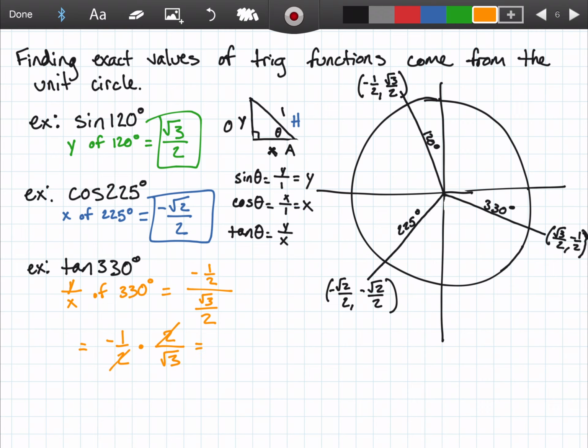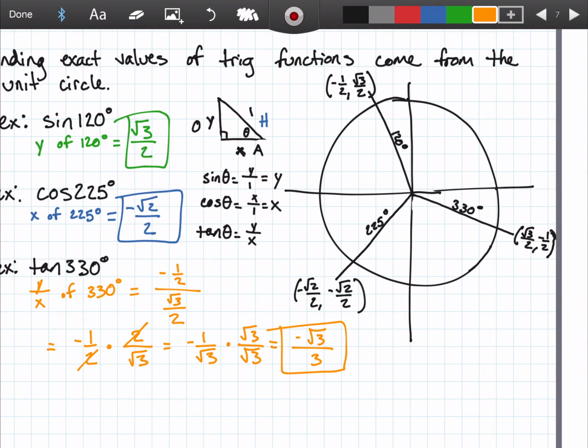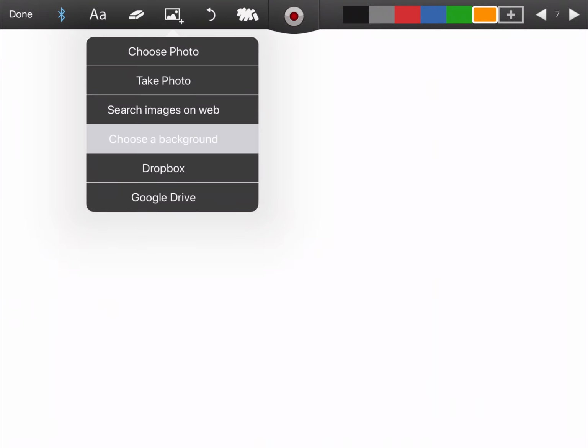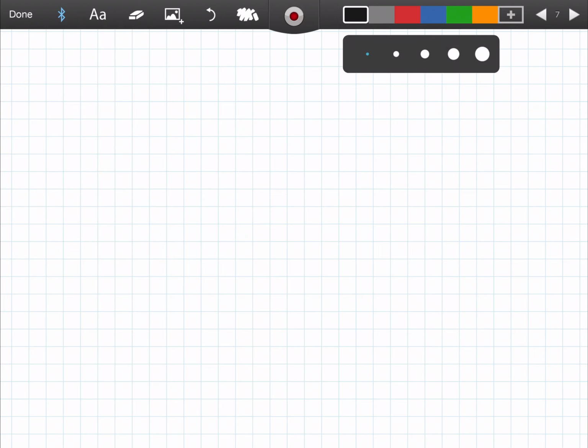Those 2's cancel out. I get -1 over square root 3, but we hate roots in the denominator. So I get -√3 over 3. And that's how we use the unit circle for all of that. Ooh, uncharted territory. Okay, so now let's talk about identities.